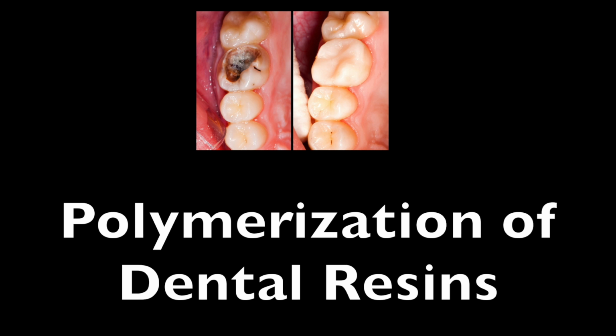Exactly. So even after the light is off, the remaining free radicals can continue to react with available monomers and increase the degree of conversion. So that's the percentage of monomers that have actually reacted to form polymers. That's right. So the party keeps going even after the main lights have gone out. Exactly, the after party of polymerization.